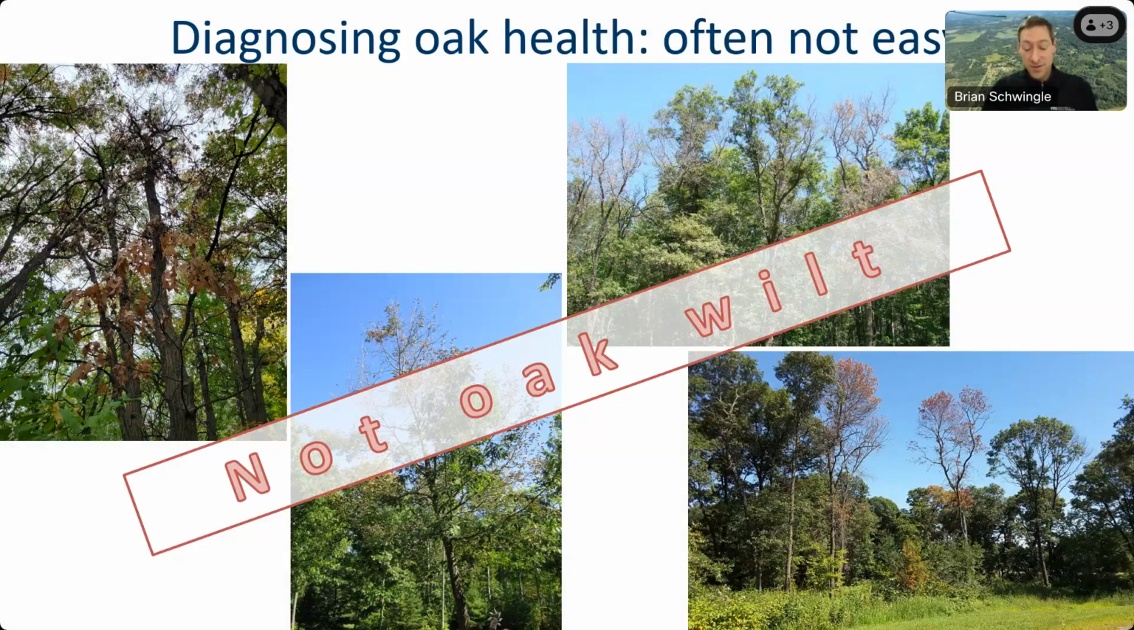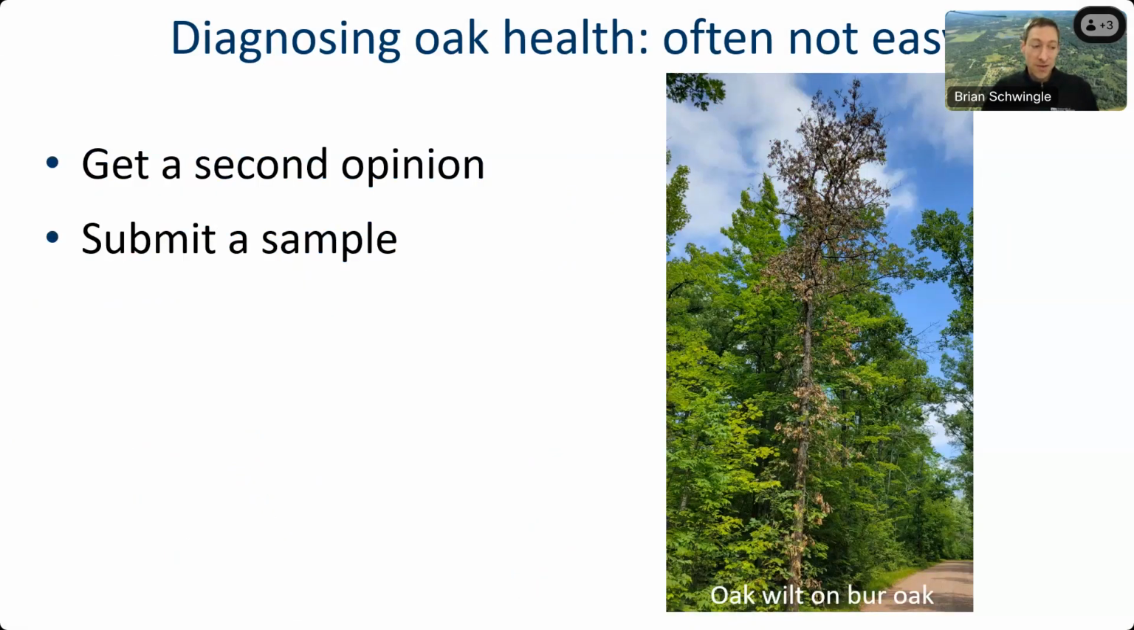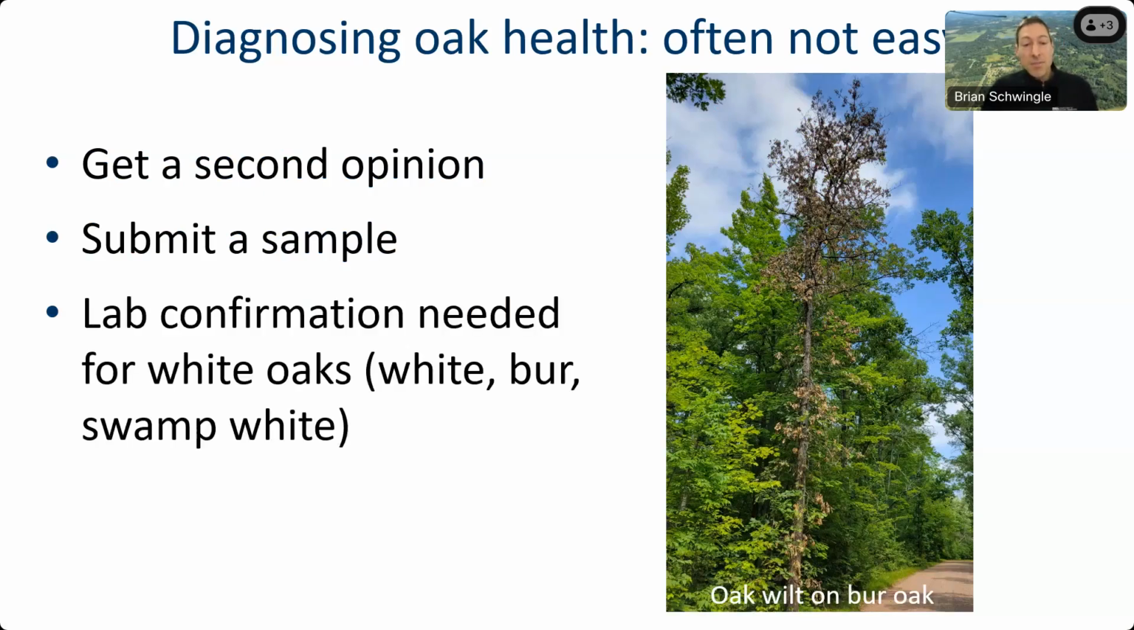So what do you do if you think you have oak wilt? Well, if you have a yard oak tree, or if you own woods and you have a forester out there, get a second opinion. Second opinions are always good. Even if I tell you that you have oak wilt, go ahead, get a second opinion. And you can submit a sample. That's crucial, especially if it's on white oaks. You basically need a lab confirmation to confirm oak wilt on our white oak group.